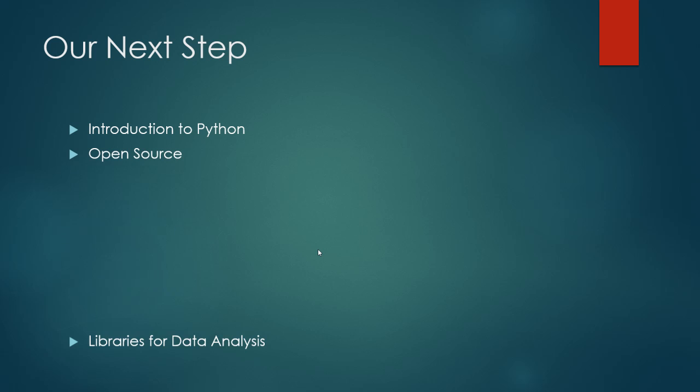So what's our next step? Our next step, we have to introduce ourselves to Python. Python is a programming language. It's open source, so you don't have to pay anything for Python. But why Python? It's open source, like I said, but the most important reason we're choosing Python is that it has a lot of libraries for data analysis, data visualization, and data manipulation. It has the libraries already set. All we have to do is reuse the libraries for our own good.